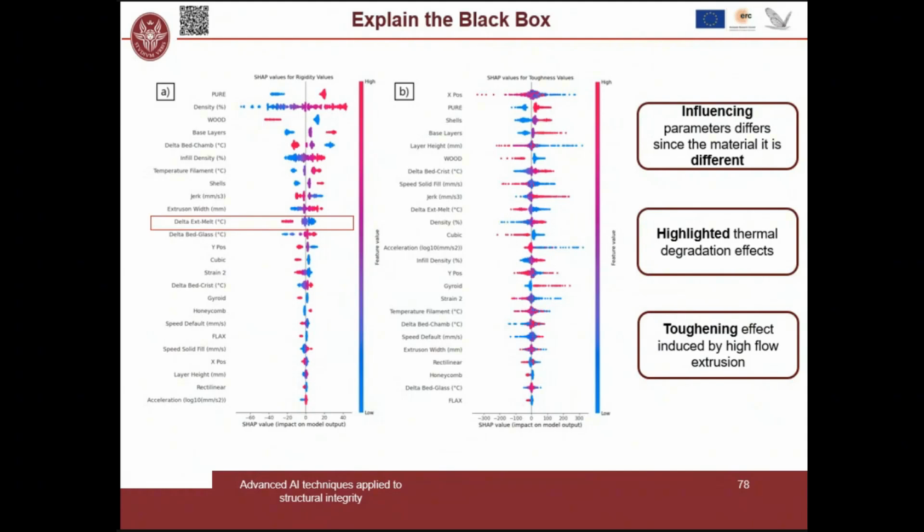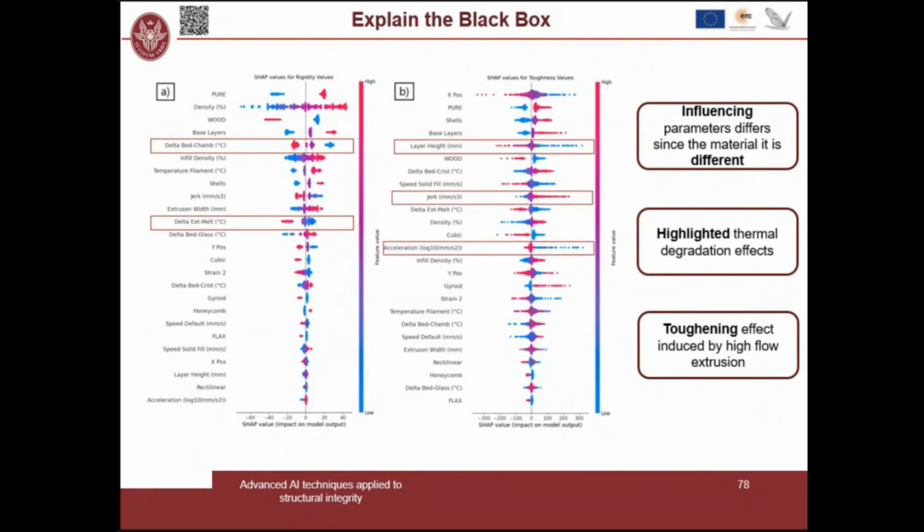So here relationships are different. For example, here we see that rigidity is decreasing for high value of temperature. But why is that? Because PLA is thermosensitive. So if I increase temperature, I am degrading the material. Okay, and this is also true for the chamber temperature. If I increase too much the chamber temperature, I cause the polymer to be hot for longer times. So I need to quench the polymer in this case.